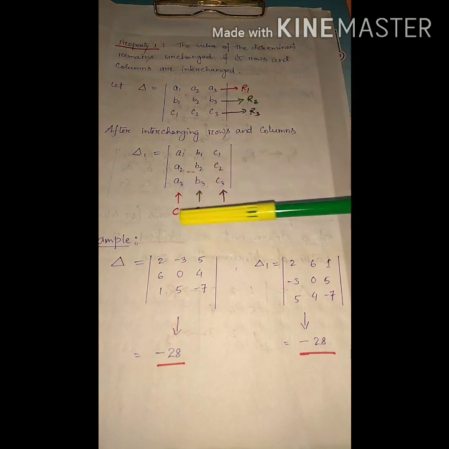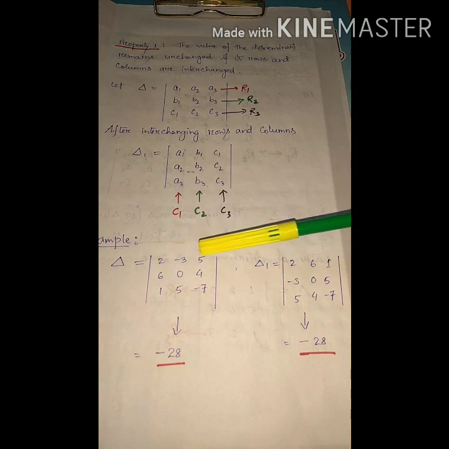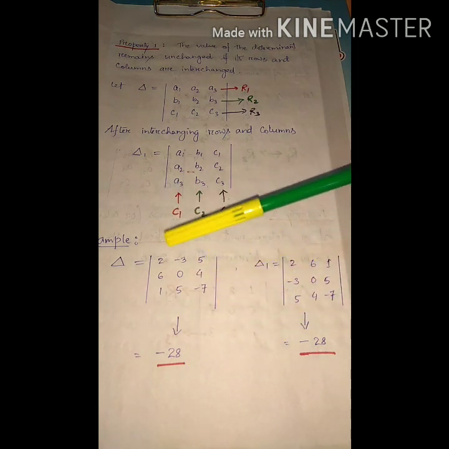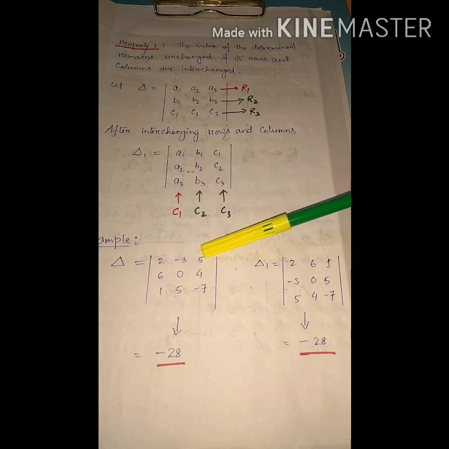In this determinant, the elements we consider are 2, -3, 5, 6, 0, 4, 1, 5, -7. This is not fixed for a 3 by 3 determinant; we can write this for 2 by 2 or 4 by 4 also. If you evaluate this, you get -28. The first row is 2, -3, 5. If we interchange rows and columns, we write the first row as the first column: 2, -3, 5, then 6, 0, 4, similarly the third. After interchanging, if you evaluate this result, again you get -28.